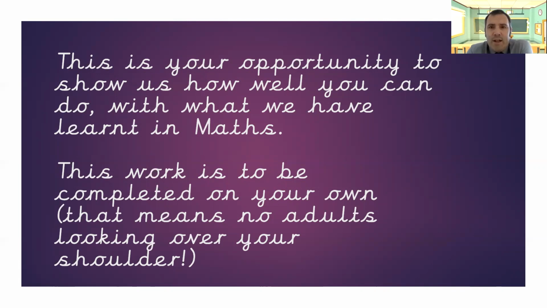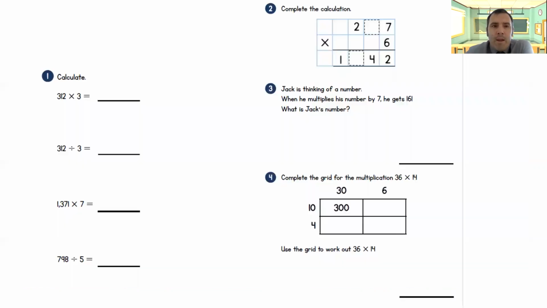Fantastic. Let's get started. Our first page is asking us to calculate. So question 1: 312 times 3. 312 divided by 3. 1371 times 7. 798 divided by 5.